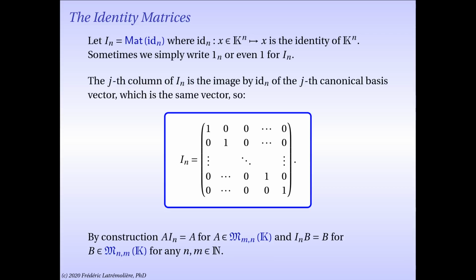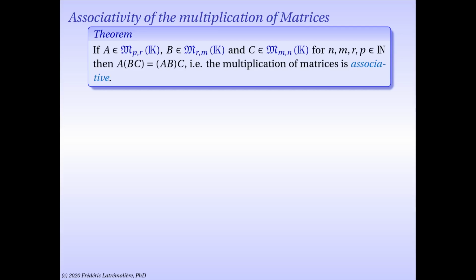We now move on to the basic algebraic properties of the multiplication. We first prove that the multiplication of matrices is associative. Let A be a p by r matrix, let B be an r by m matrix, and let C be an m by n matrix. Then A times the product of B and C is the product of A and B times C.